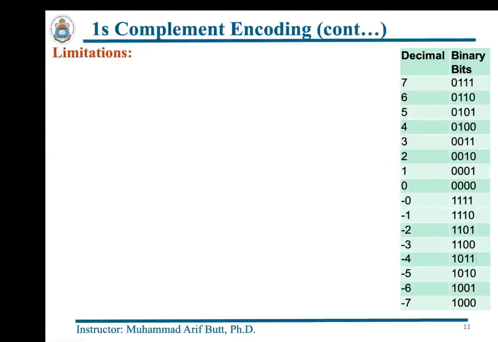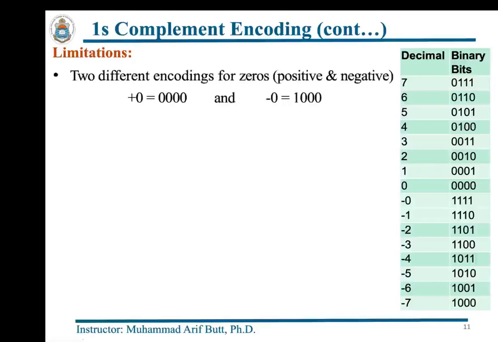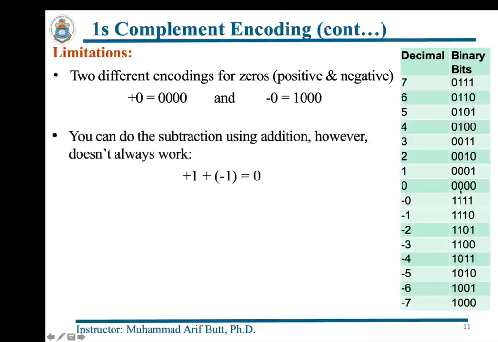Ones complement has its own limitations associated with it. And the first limitation is the same as was there in the sign magnitude, and that is there are two different encodings for 0, positive and negative, as shown in this table as well.